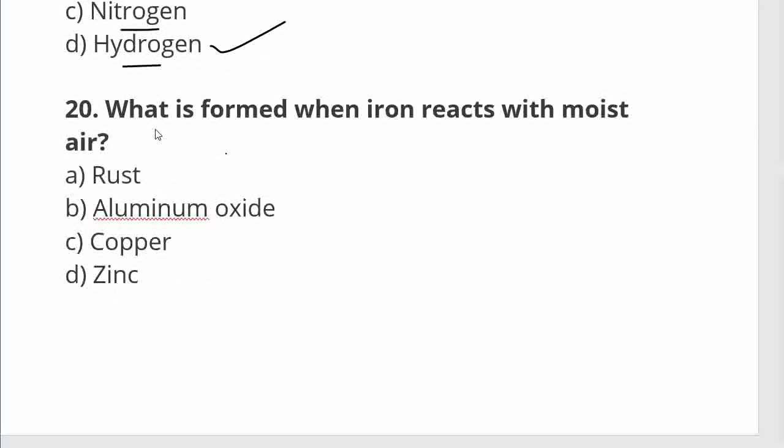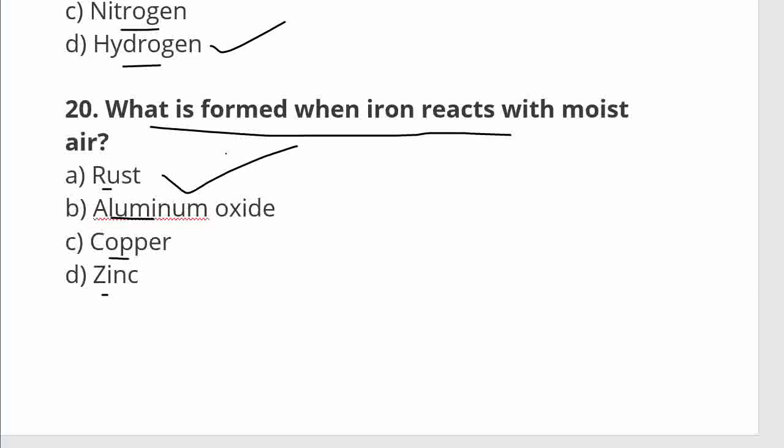Now the next question, what is formed when iron reacts with moist air? Options are A. Rust, B. Aluminum oxide, C. Copper, D. Zinc. The right answer is option A.